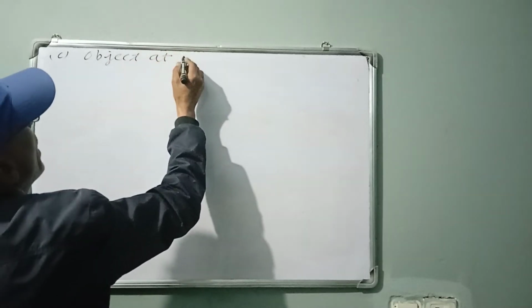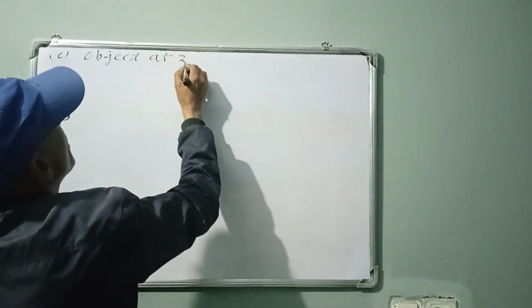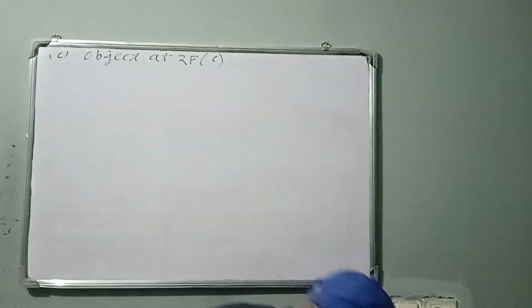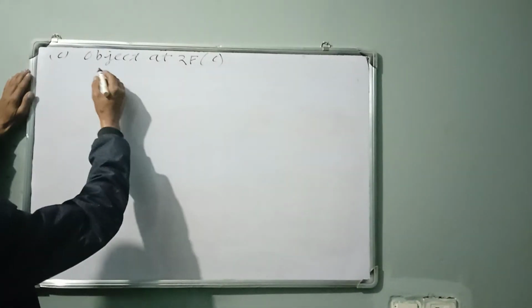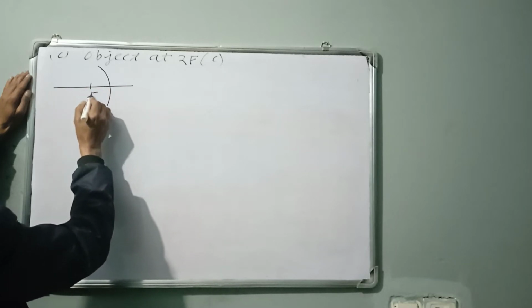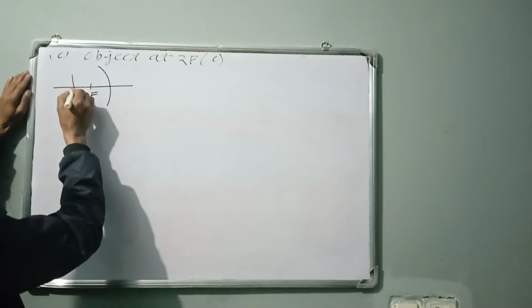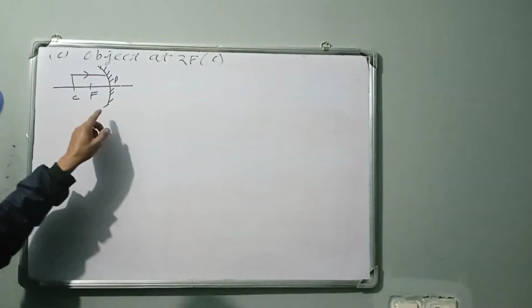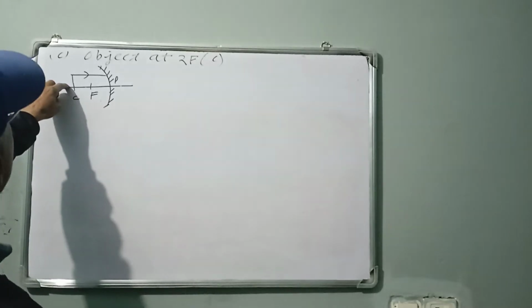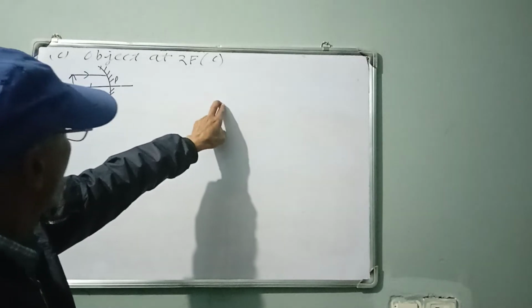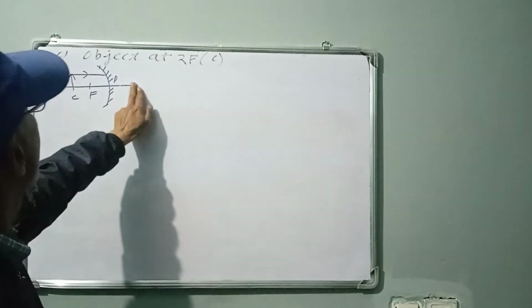Object at 2F or center of curvature. If an object is placed at C, drawing technique, F, C, 2F. What is the object? The object is at the center of curvature C. The object is placed at C. So the image is also formed at the same point C.